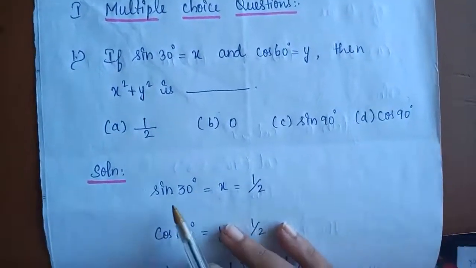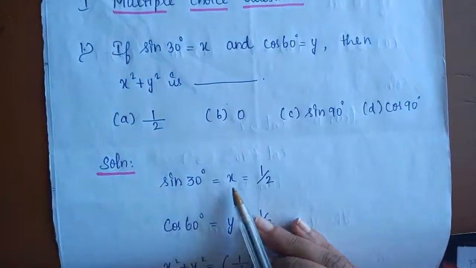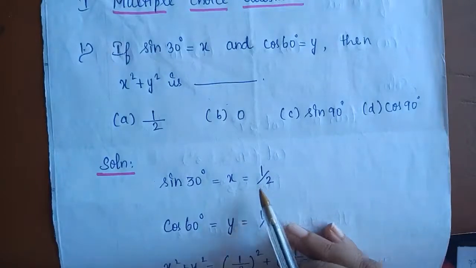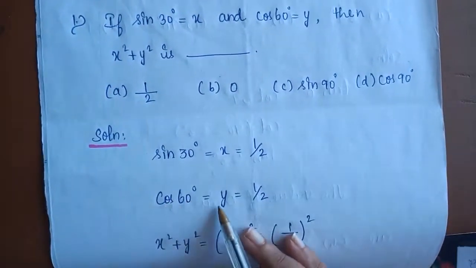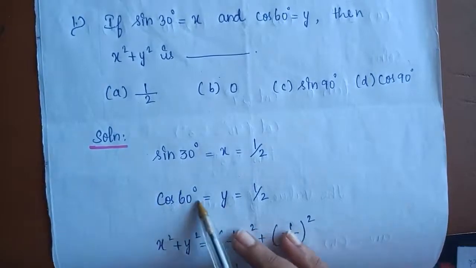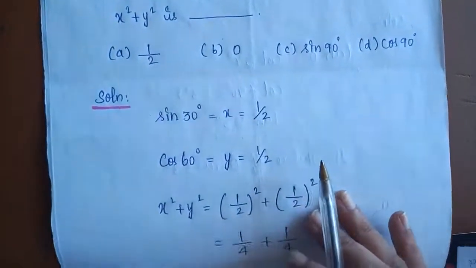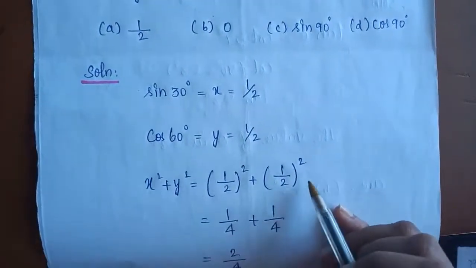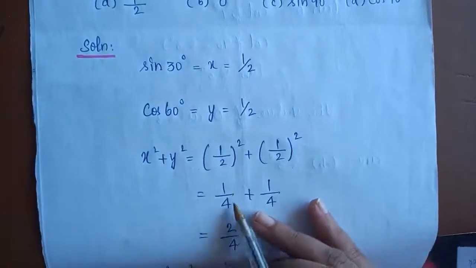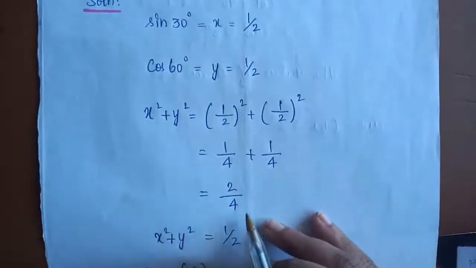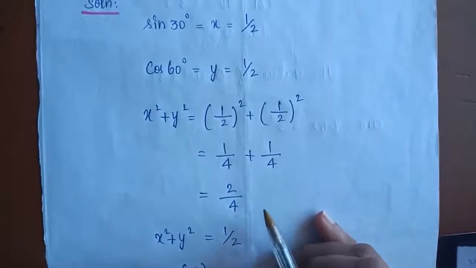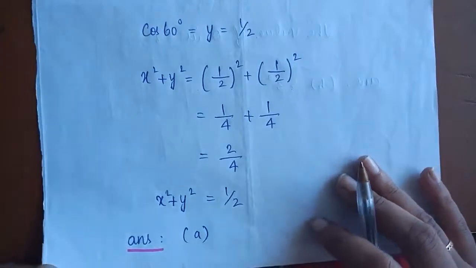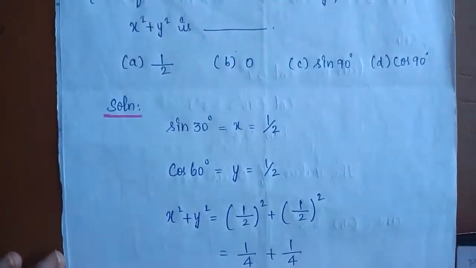So solution, sin 30 degree is equal to x is given in the question. From the trigonometric table we know the value of sin 30 degree is 1 by 2. Similarly, cos 60 degree is equal to y, and cos 60 degree value is 1 by 2. So x square plus y square is equal to (1 by 2) the whole square plus (1 by 2) the whole square, which is equal to 1 by 4 plus 1 by 4 is equal to 2 by 4, which is nothing but 1 by 2. Therefore, the correct option is option A, 1 by 2.